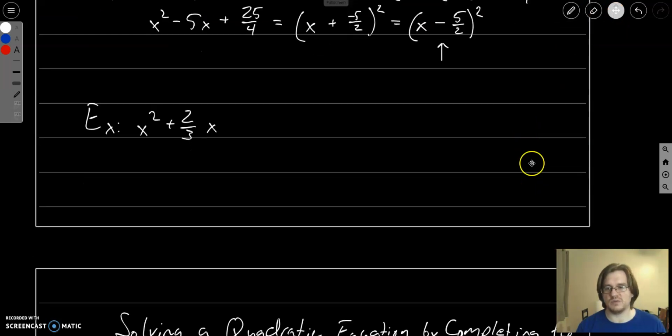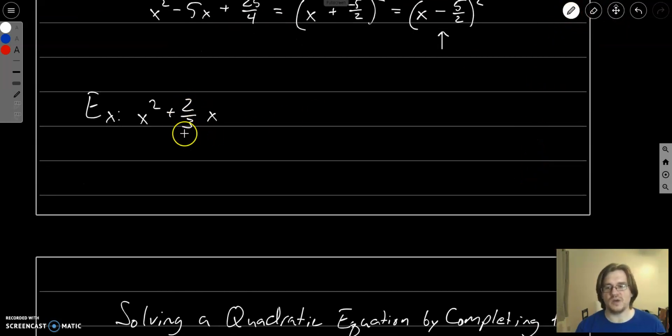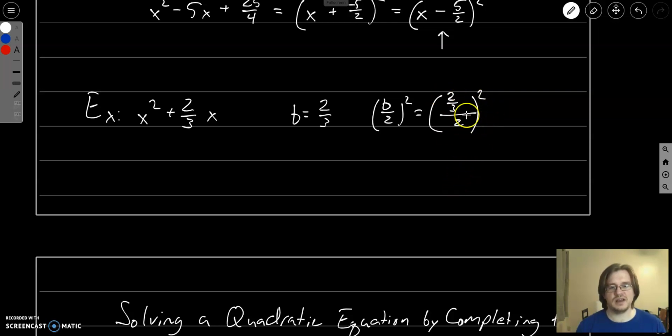And let's try this with one more. So here we already have a fraction in here. So again, we have to identify what is b. b is going to be 2/3. And now I want b divided by 2 quantity squared. So this is going to be 2/3 divided by 2 squared.